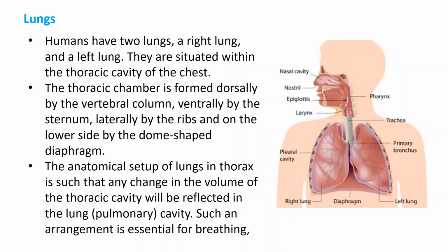So let's have a look at the structure of the lungs. We know very well humans have two lungs, a right lung and a left lung. You can see in the diagram as well. So where are they situated? They are situated in the thoracic cavity of the chest. Now this thoracic chamber is formed dorsally by the vertebral column and ventrally by the sternum, laterally by the ribs. You know very well it is protected within the ribs, and on the lower side by the diaphragm. So these are the locations of our lungs. Okay, you can see on the lower side is the diaphragm, right?